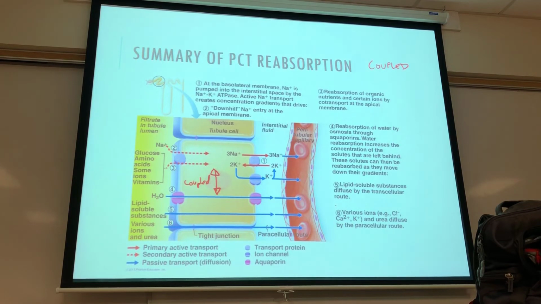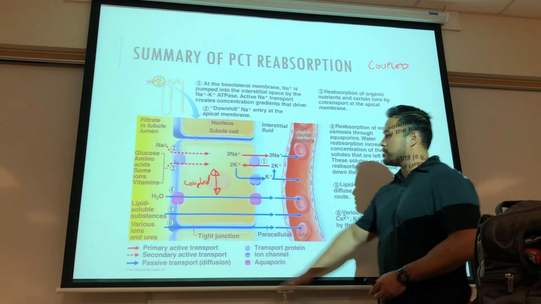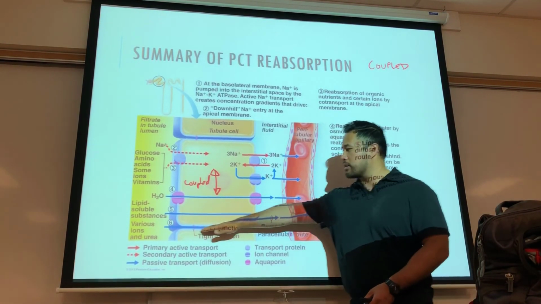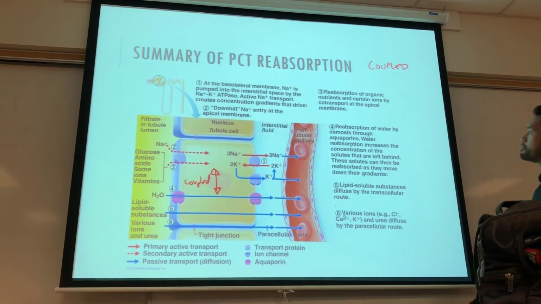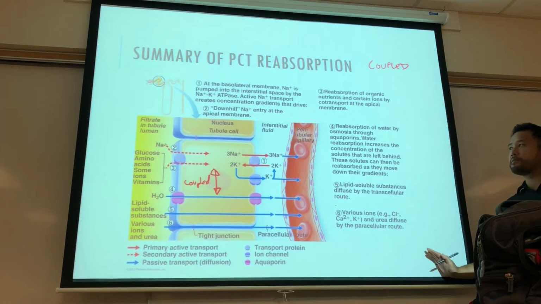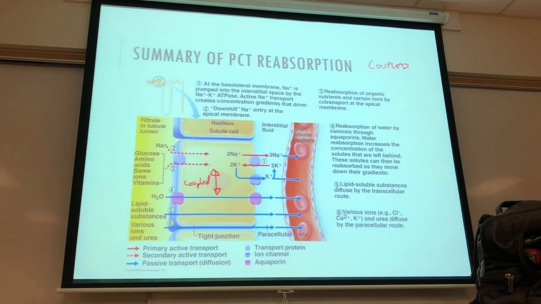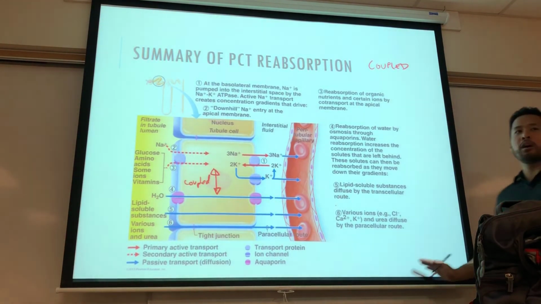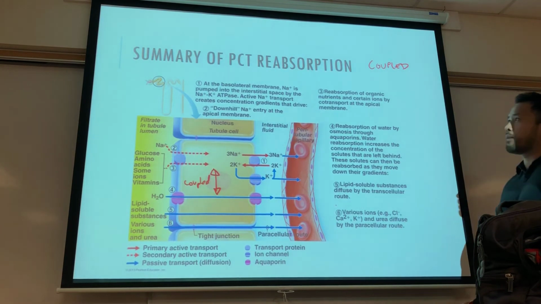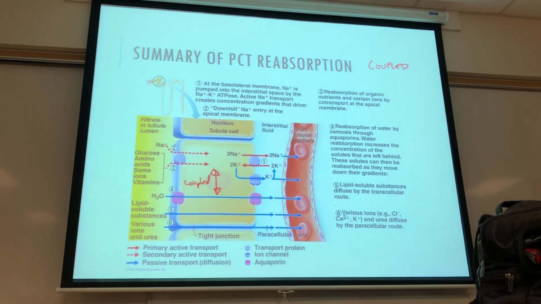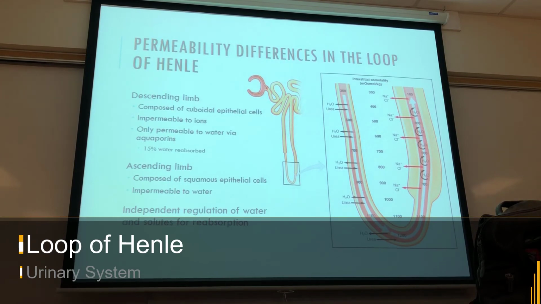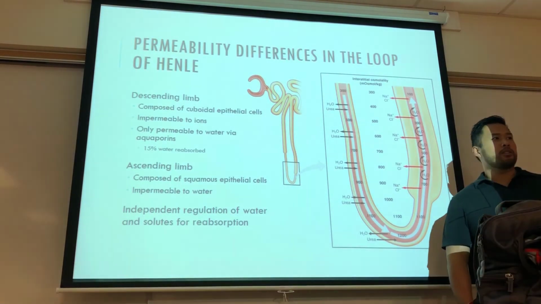Other things that you'll see also taking place in the proximal convoluted tubule: any lipid-soluble substances move through the transcellular route. Anything also moves through the paracellular route as well. Again, 65% is absorbed in the proximal convoluted tubule. Most of your glucose, most of your vitamins, your amino acids, are reabsorbed in the proximal convoluted tubule. What we're going to talk about next in the loop of Henle is the reabsorption of salt and water.